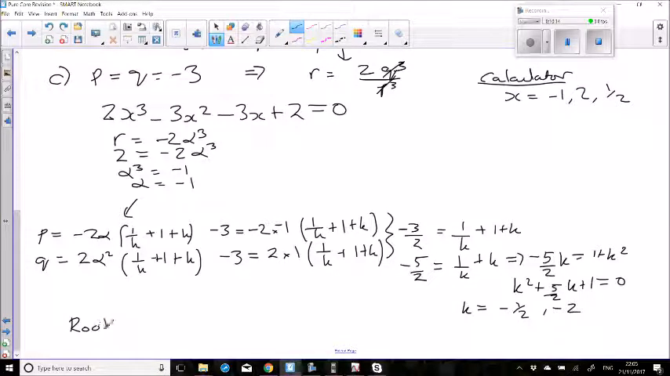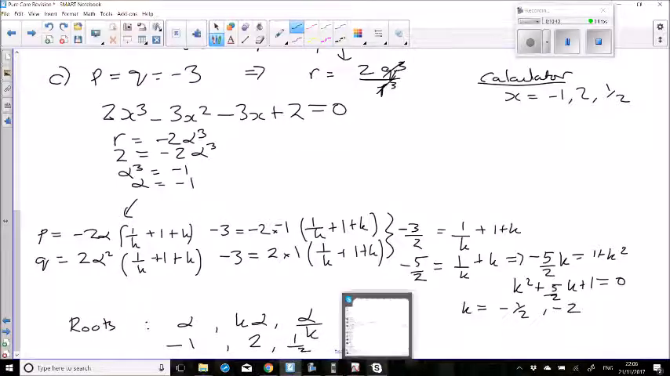Once you've done that, you know the roots were alpha, k alpha, alpha divided by k. You can put all the numbers in. It doesn't matter whether k is -1/2 or -2. You actually end up with the same roots because this is -1, and then k times alpha. Say we took k to be -2. That will give us 2. And in the other case, it would give us 1/2. If you switch those around, so you use -1/2 instead, you just get these two roots the other way around, so you get the same roots.